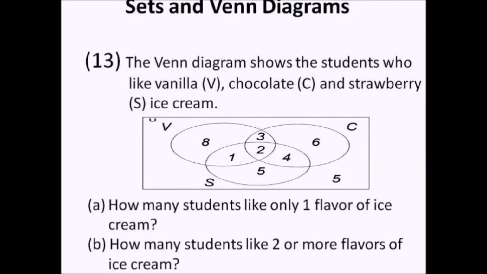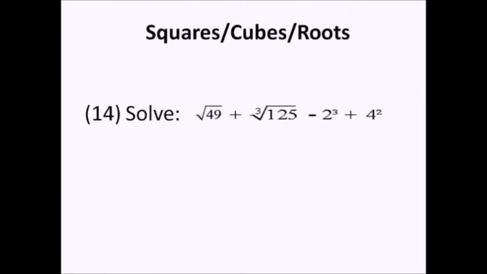So A, add some numbers. B, add some numbers. Let me help you. One flavor, you would have 3 numbers to add.